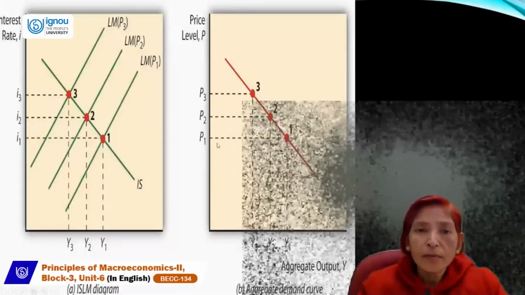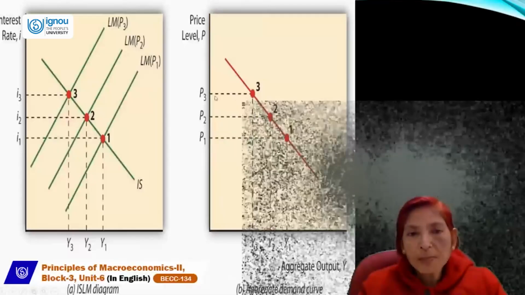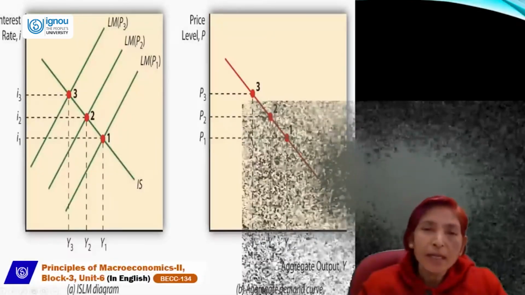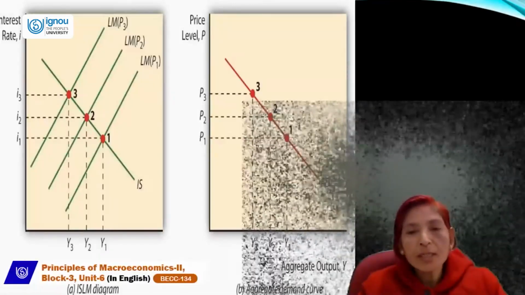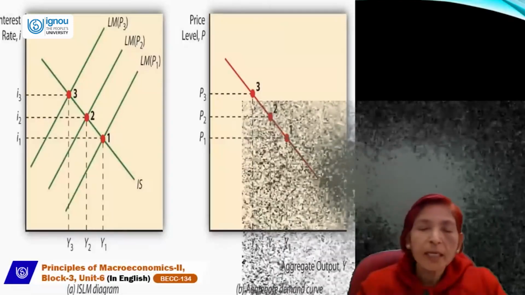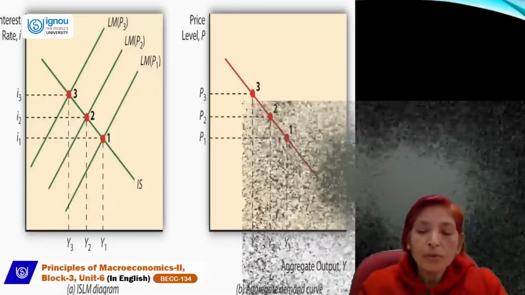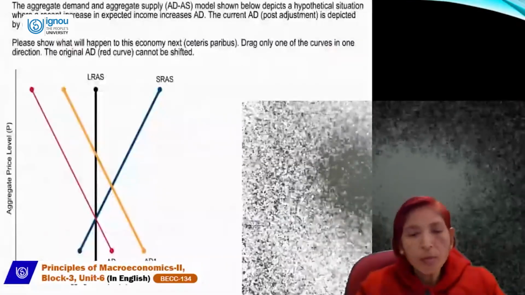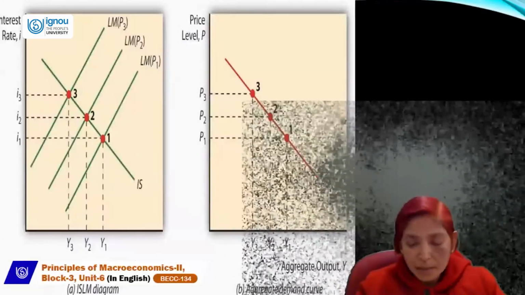And at further lower price, the income level will rise. And if price rises, the income level will fall. So there is an inverse relationship between price and level of income. That's why the aggregate demand curve always slopes downward from left to right. So this is the derivation of the AD curve with the help of IS and LM curve analysis.